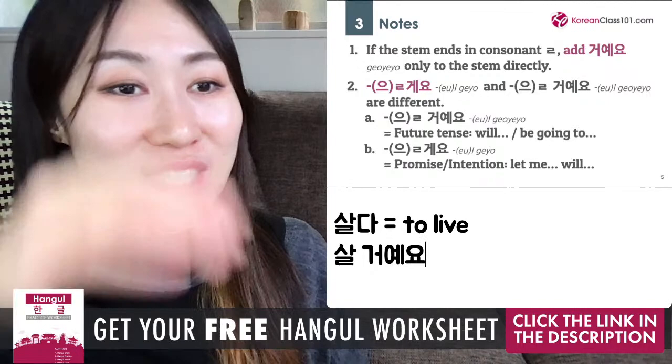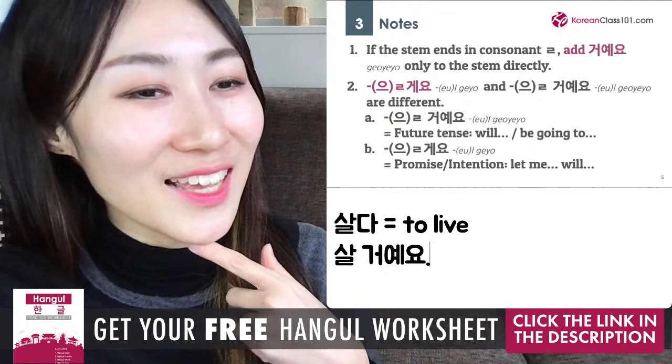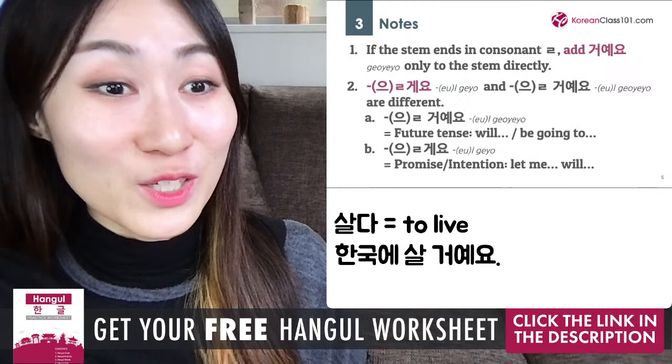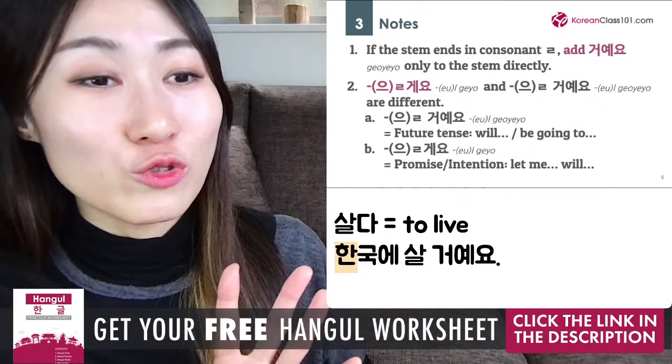I will live. So where do you live? Let's say Korea. Korea is 한국. 한국에 살 거예요. I will live in Korea. By the way, 한국 is Korea and 에 is a particle. Here it means like in Korea.